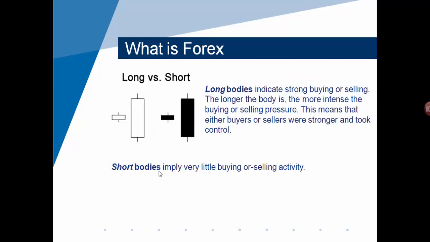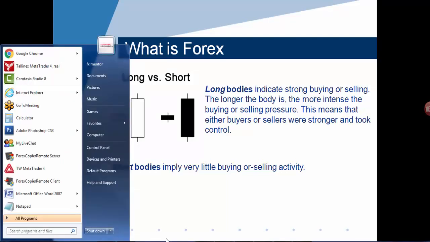Now we have two types of candlesticks that we look at. We have the long bodies, which indicate strong buying or selling pressure. The longer the body is, the more intense the buying or selling pressure is. This means either the buyers or sellers were stronger and took control of the market.